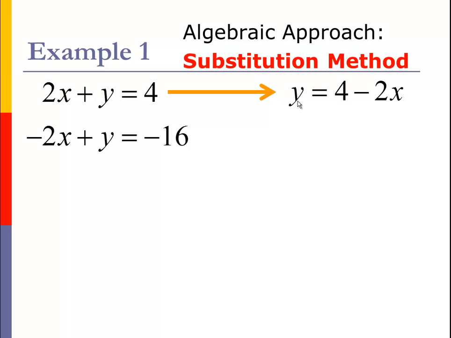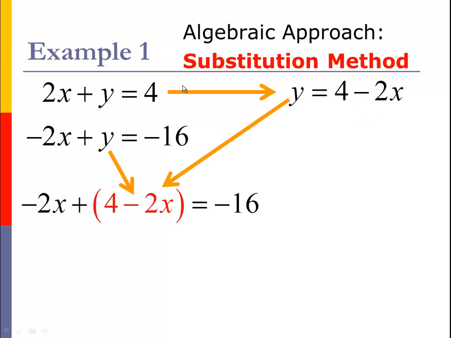Then the next thing we do is we take that result. See, we have a statement, y is equal to 4 minus 2x. That means in the other equation, wherever we see a y, we can put in what we solved. We see a 4 minus 2x for the y. It's a substitution. That's why they call it the substitution method. Ooh, how original.